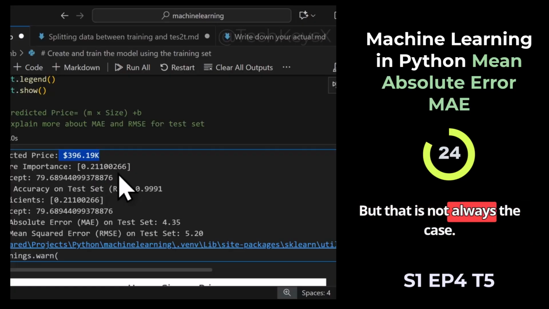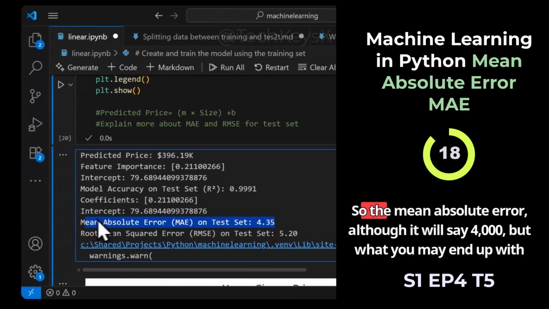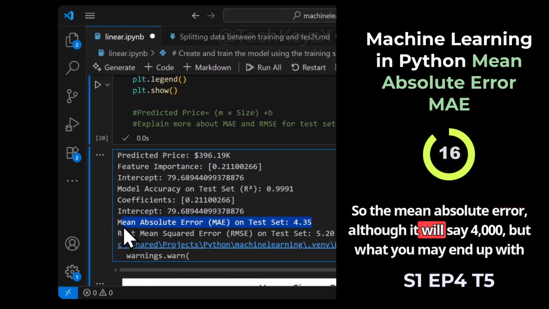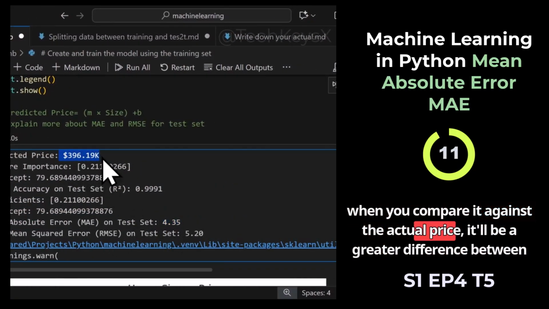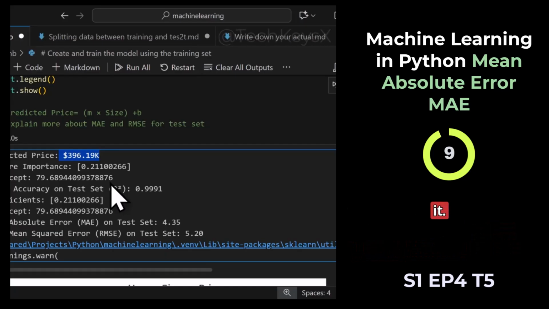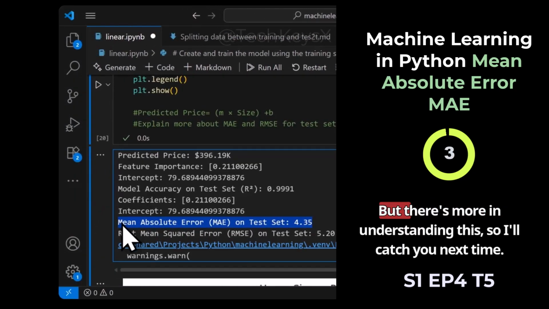But that is not always the case. As we'll discuss next, sometimes the difference you get here is much greater. So the mean absolute error, although it will say 4,000, what you may end up with when you compare it against the actual price is a greater difference. But for now, in this instance, it's worked out very well, and it's pretty good based on what the model produced. But there's more in understanding this, so I'll catch you next time.